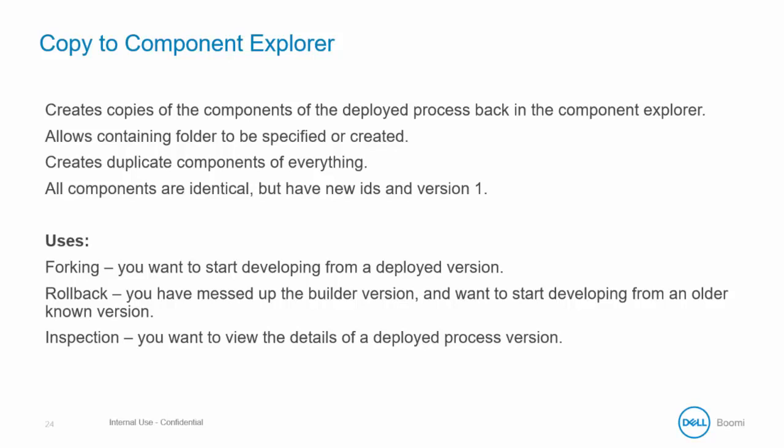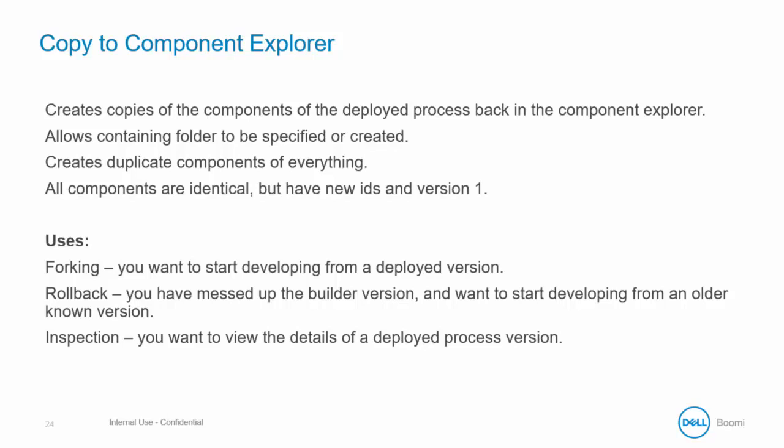So Copy to Component Explorer is another great tool. It creates a snapshot of the deployed process back in the Builder tab, and it creates duplicate components of everything. When copying, you also have the option to copy certain components as needed, so you'd probably not want to create a duplicate of a connection. All the copied components are identical, but they have new component IDs and will be at version 1. This tool even allows a containing folder to be specified or created so that you're not mixing it in with your existing work. Now, why would you ever need to do this?